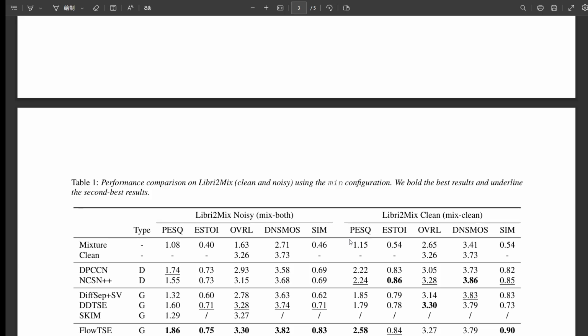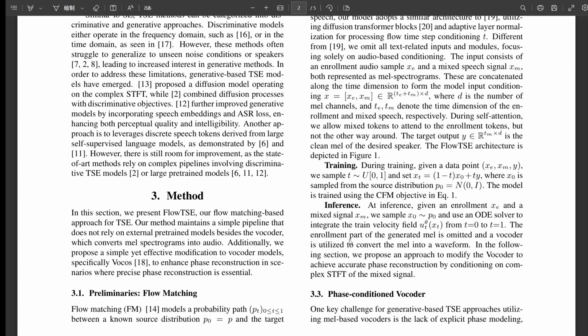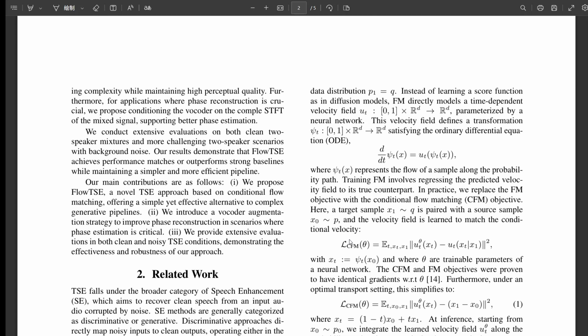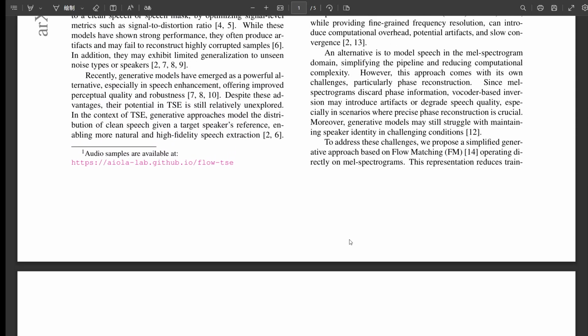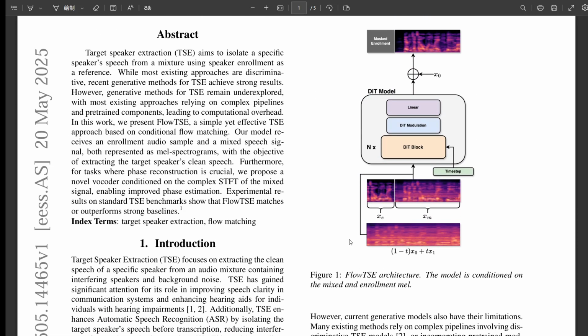And the conditional flow matching objective they use, it actually simplifies the training quite a bit. How so? It basically trains the model to predict the velocity needed to go from any point along that path directly towards the final target, the clean speech. Equation 1 in the paper shows this simplified form, xt equals (1-t)x0 plus t x1. It makes calculating the training loss more straightforward.